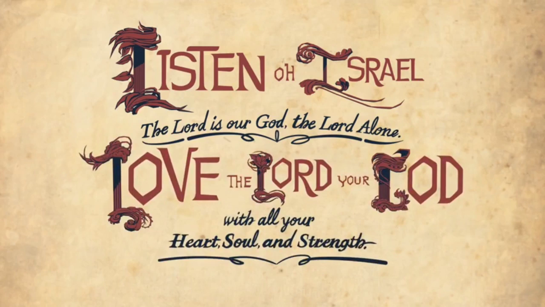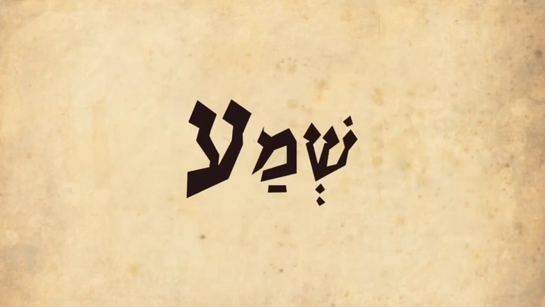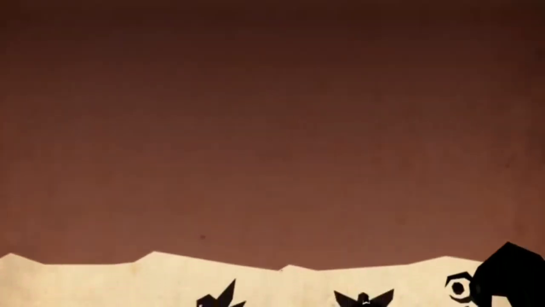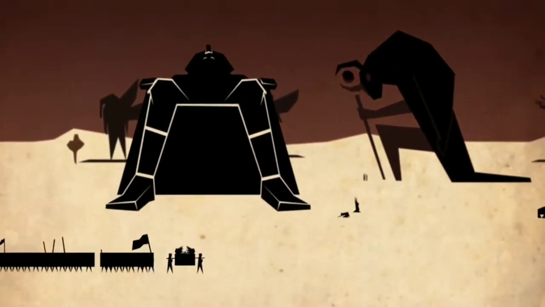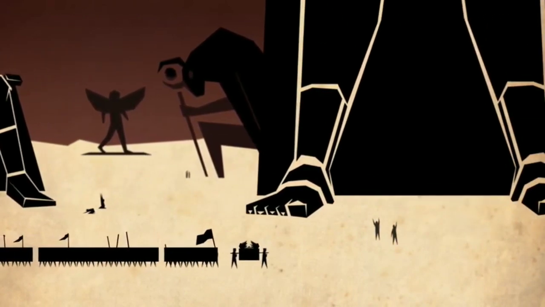Now, in Jewish tradition, this is called the Shema, because the first Hebrew word in this line is Shema Yisrael. And this became a very important prayer in Judaism, said twice a day. And it emphasizes the Israelites' exclusive commitment to their God, the one true God who loved them and who rescued them from slavery.